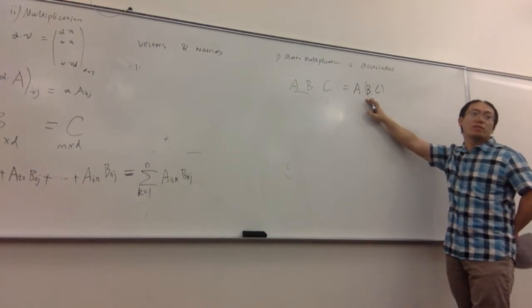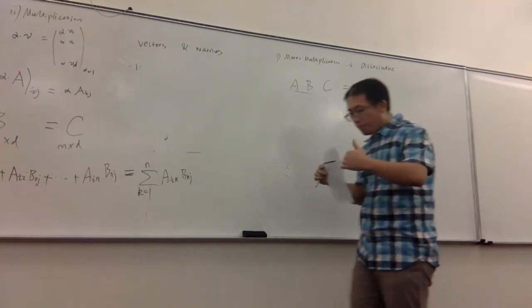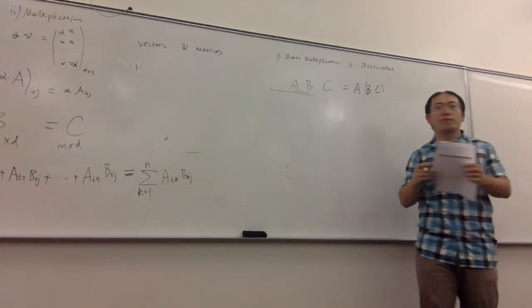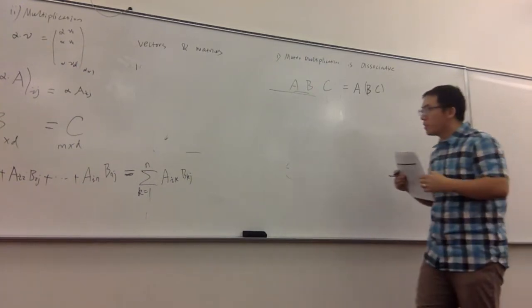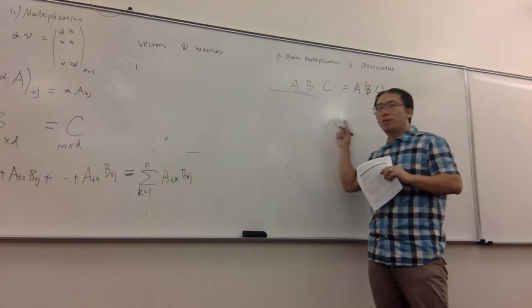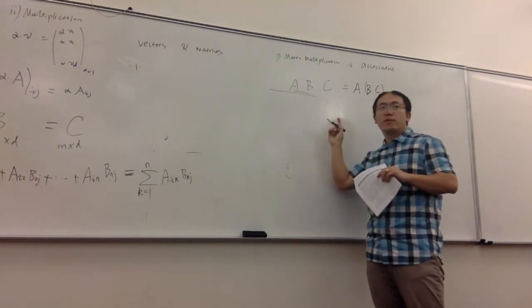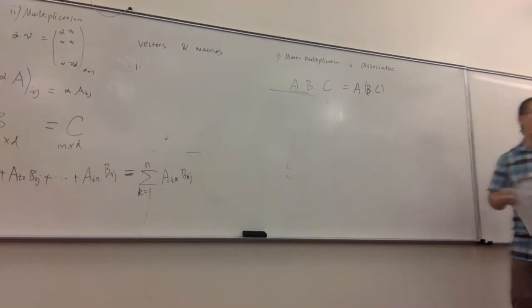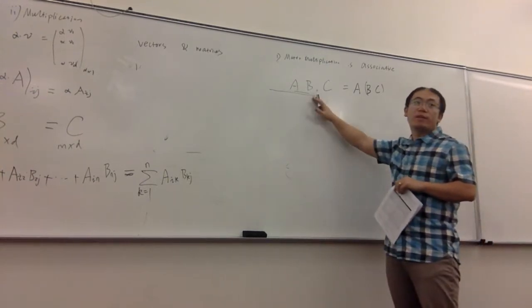So this is called associative, meaning that in this chain of products, you can combine any of those matrices, perform the multiplication together, and then do the other multiplication later. It doesn't matter. So this is consistent with scalar multiplication. Associativity in scalar multiplication is very natural.